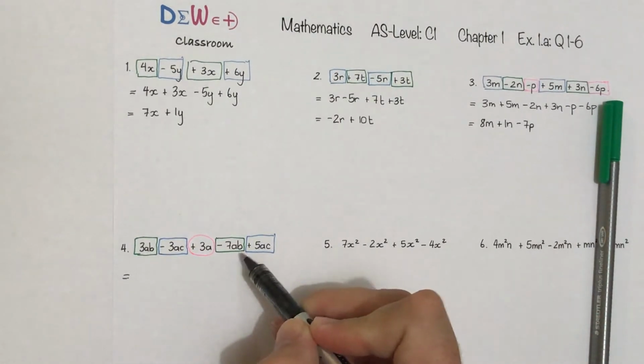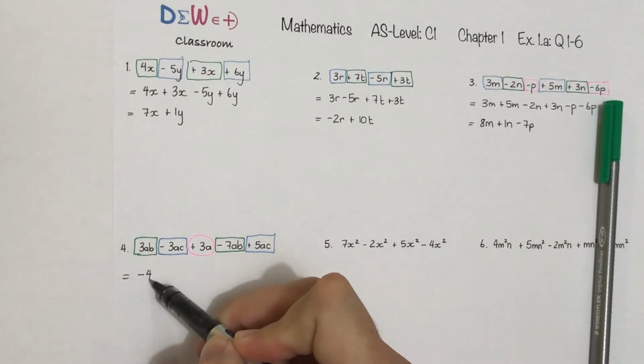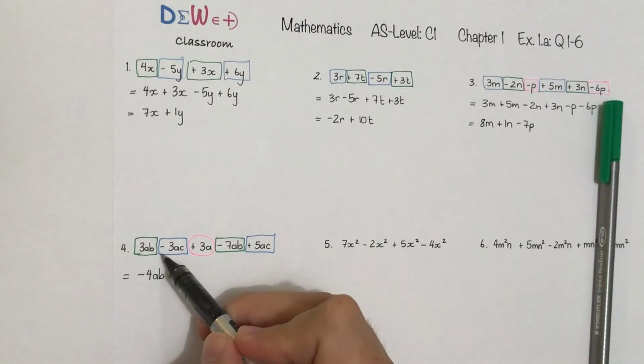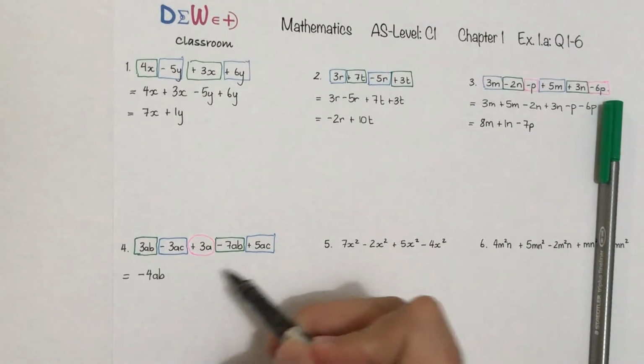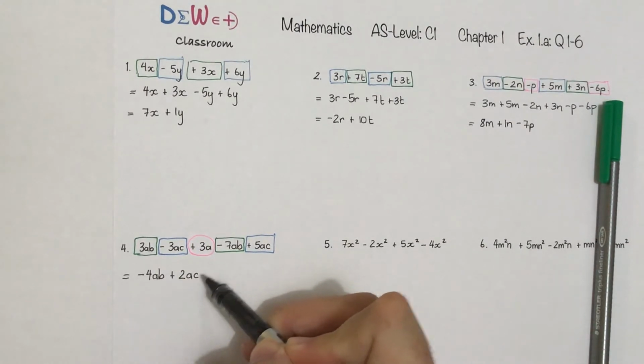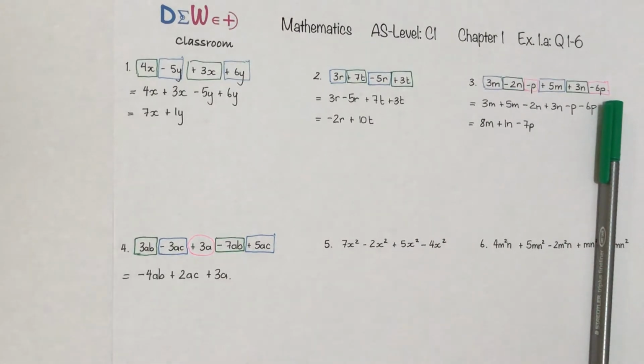So when we write our answers, we will start with the greens. 3ab minus 7ab, 3 minus 7 gives you minus 4ab. We move over to the blue block. Minus 3 plus 5 will give you plus 2ac and plus 3a. As simple as that.